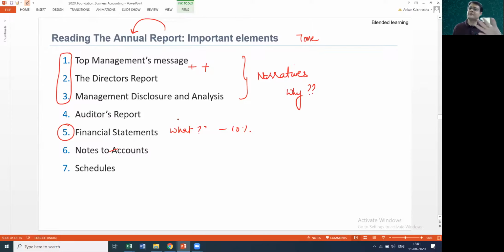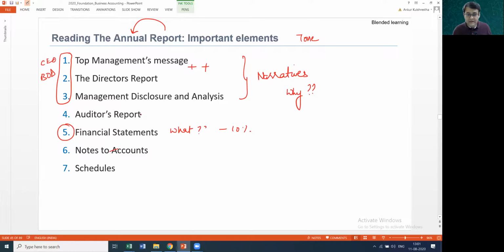So 1, 2, 3 is completely narrative, written by the management, which is nothing but your CEO and the board of directors, where they're telling the world about what they think the situation of the business is and why it is. So it is from the horse's mouth.